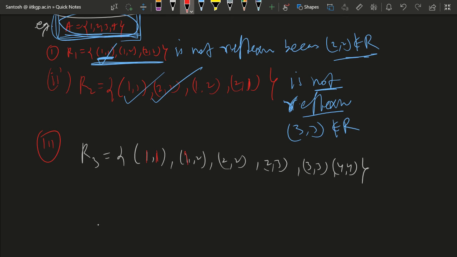So can we say 1 1, 1 2, 2 2, 2 3, 3 3, 4 4? Is it reflexive? Yes or no? Yes, sir. So 1 1 is there, 2 2 is there, 3 3 is there, and 4 4 is there. So all elements of set A are related to itself. That's why it is reflexive. So yes, this is a reflexive relation.